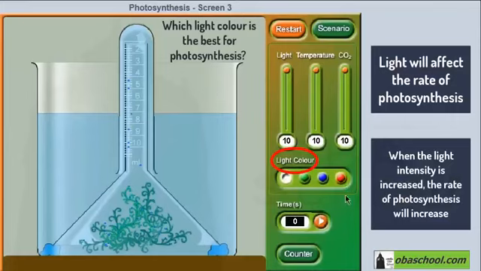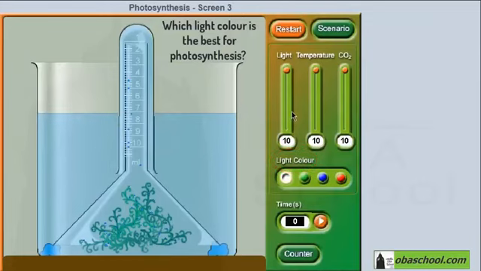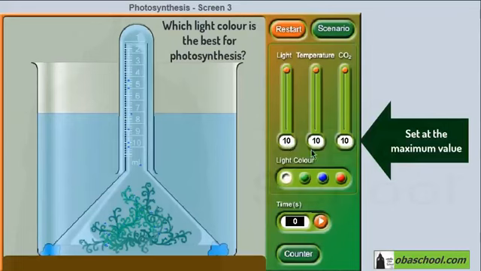To answer this question, the same experiment as in the previous tutorials will be done. We'll measure the amount of oxygen gas produced during photosynthesis, which is expressed as the number of oxygen gas bubbles counted, while trying out different colors of light. For the purpose of this experiment, the light intensity, temperature, and CO2 concentration are set at the maximum value of 10 and are kept constant.